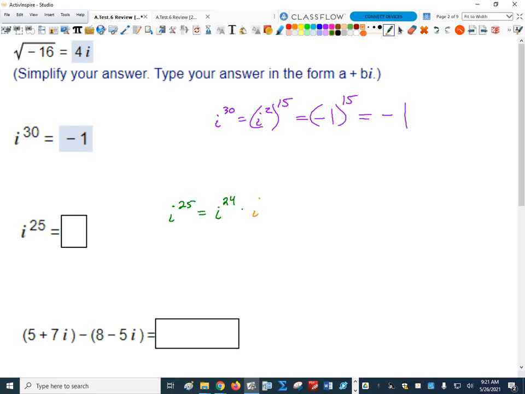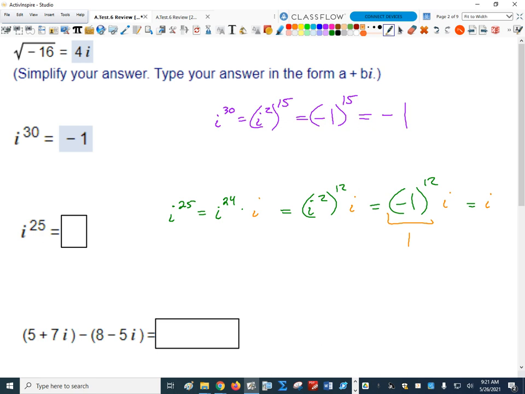Okay, so then i to the 24th is the same as i squared to the 12th times i, and that's equal to -1 to an even power times i. What's -1 to an even power? 1. So the answer is i, exactly. Because that whole thing is equal to 1.